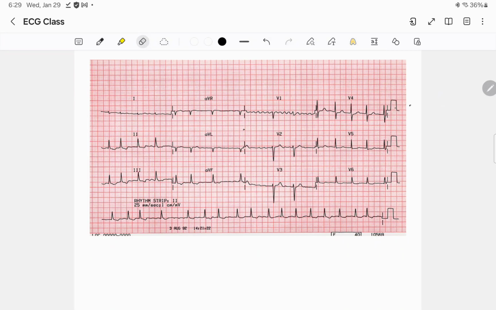Okay, so here is an example of an irregular rhythm, for which we can again use the rhythm strip. The rhythm strip is 10 seconds, and therefore we would count the impulses and multiply by 6 to get the heart rate, which would be the number of impulses in 60 seconds. So 1, 2, 3, 4, 5, 6, 7, 8, 9, 10, 11, 12, 13, 14, 15, 16, 17. Okay, and times that by 6.